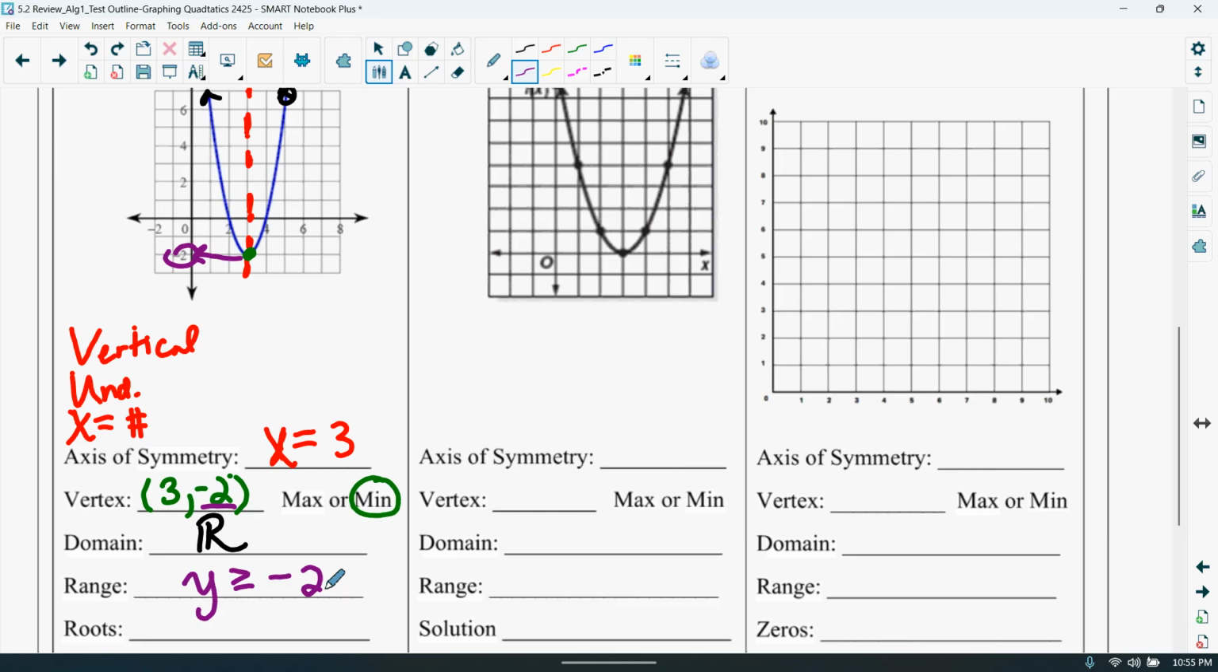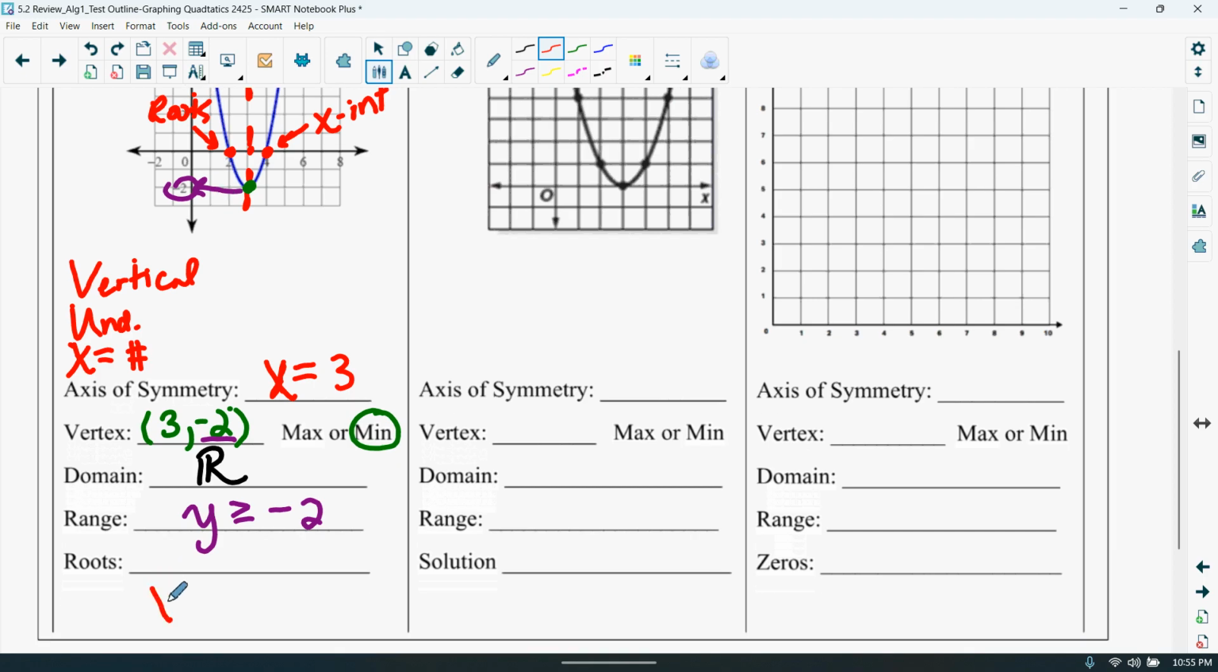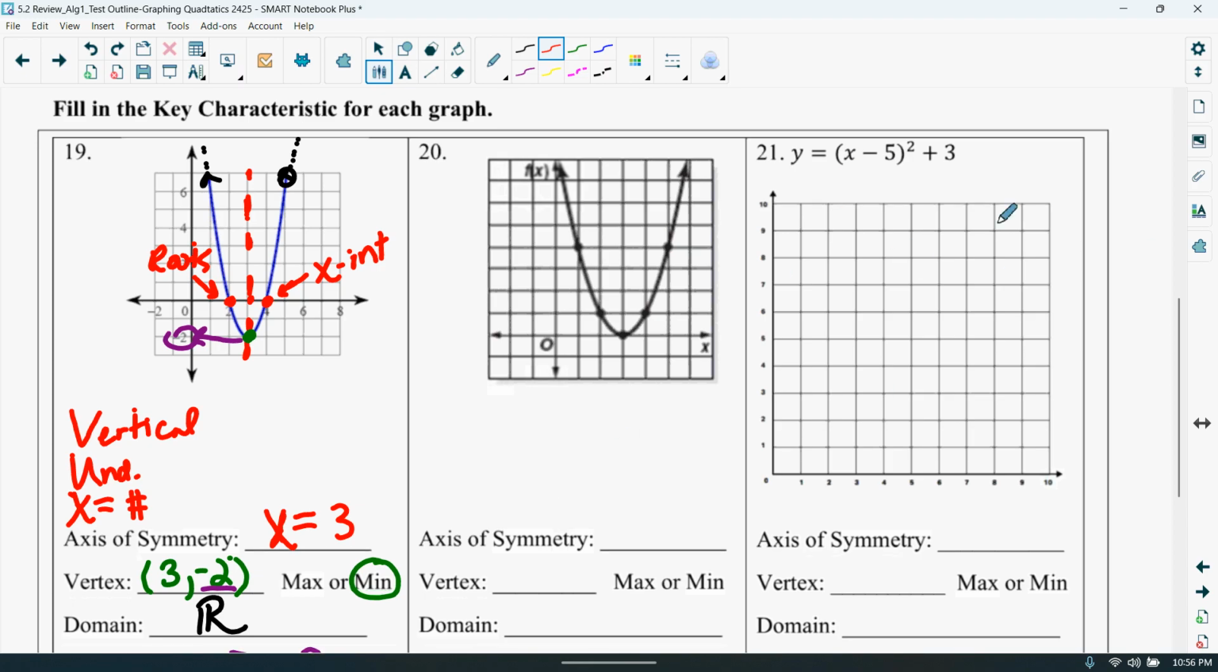And remember, our roots are the solutions, and those solutions are where it touches the x-axis. It's your x-intercepts. Okay, so it's the same thing. Our roots here happen when x is 2 and 4. So I'm just going to write underneath here, x equals 2. We just did some practice of this, x equals 4. Okay, so you're going to do number 20 here. Now, 21, the graph is missing.